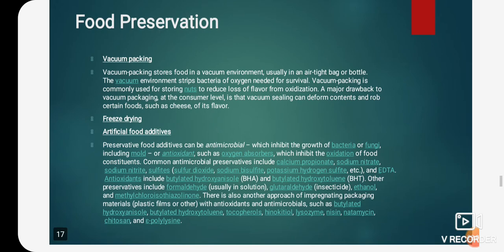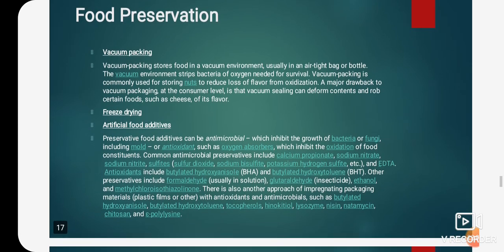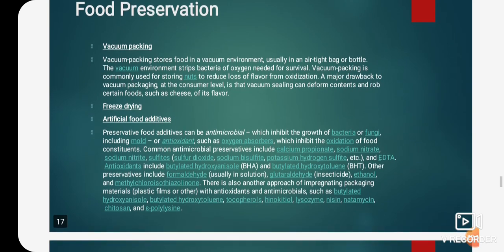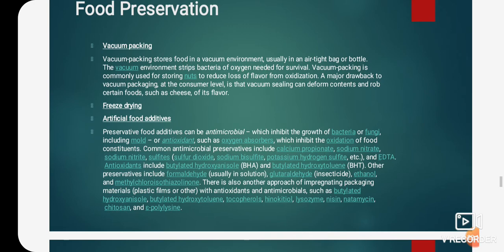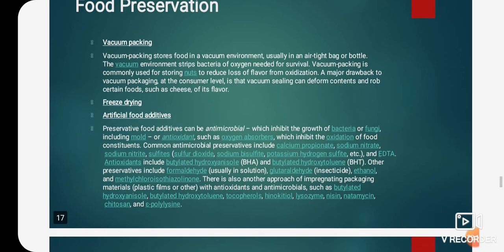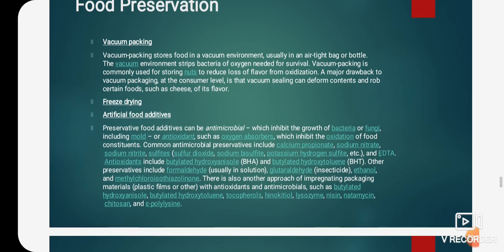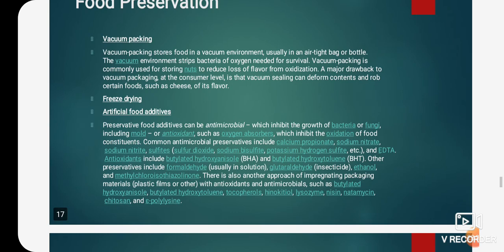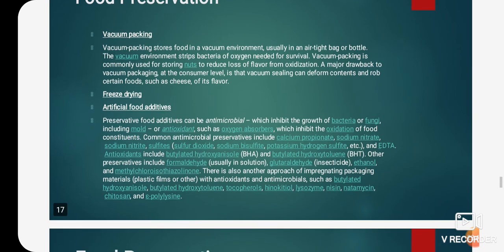Artificial additives. Preservative food additives can be antimicrobial, which inhibit the growth of bacteria or fungi, including mold, or antioxidants such as oxygen absorbers, which inhibit the oxidation of food constituents. Commonly, antimicrobial preservatives include calcium propionate, sodium nitrate, sulfates, and EDTA.